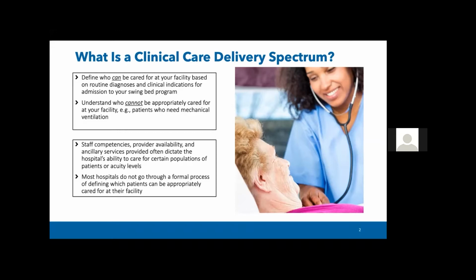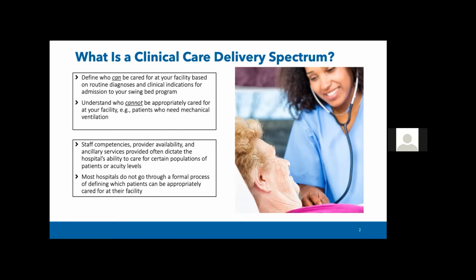And all of this in developing the cans and the cannots is really based on a few different factors. We're going to go into more of those, but it's around staffing competencies, provider availability, and ancillary services. Those really will dictate whether or not you can safely care for a certain population or a certain acuity level at your hospital. And it's wide ranging and it varies between facilities and organizations. So there is certainly no one size fits all model.